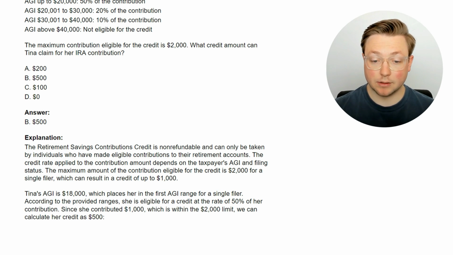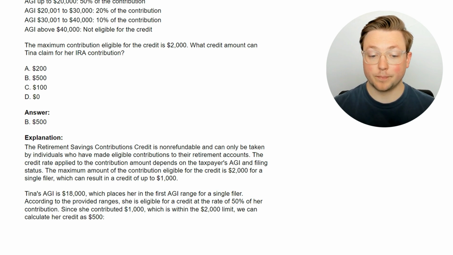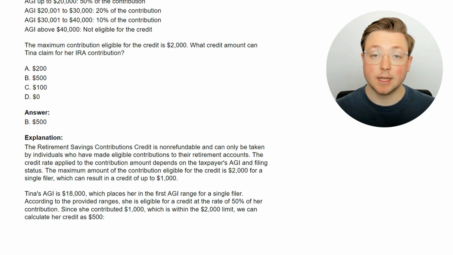Tina's AGI is $18,000, which places her in the first AGI range for a single filer. According to the provided ranges, she is eligible for a credit at the rate of 50% of her contribution. Since she contributed $1,000, which is within the $2,000 limit, we can calculate her credit as $500. So the maximum amount of contributions that can qualify for the credit is $2,000. And then based off of that $2,000 and based off of the person's AGI, that determines how much of the credit can be taken. She can take 50% of her contribution.